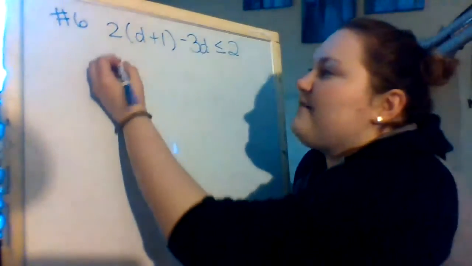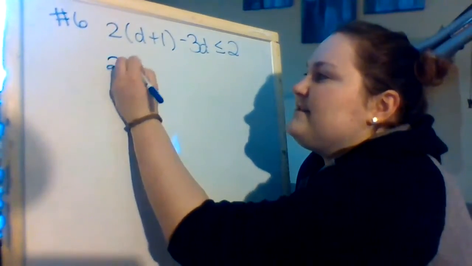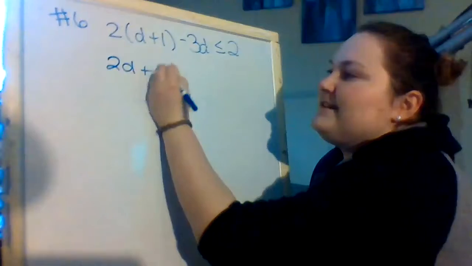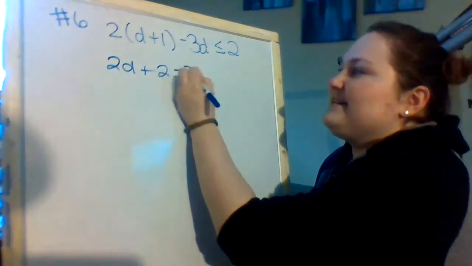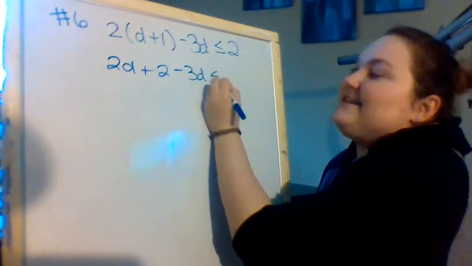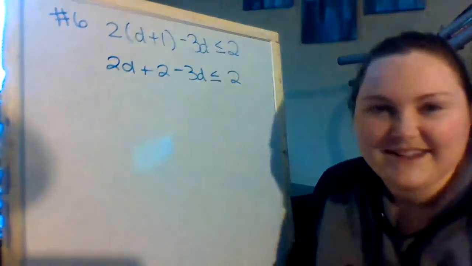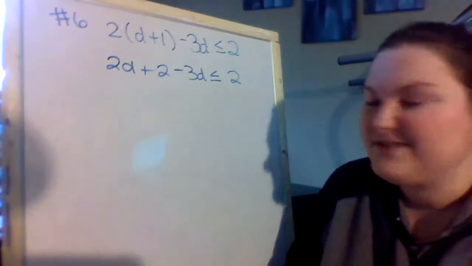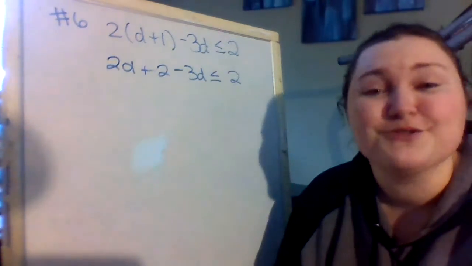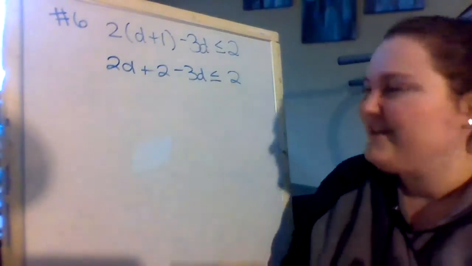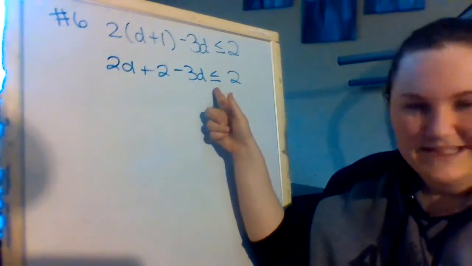So I would start off by saying 2 times d is 2d, 2 times 1 is plus 2, minus 3d is less than or equal to 2. One of the biggest silly mistakes I see students do is they just write equals because you're so used to writing equal signs at this point. So be careful you're keeping the inequality sign.